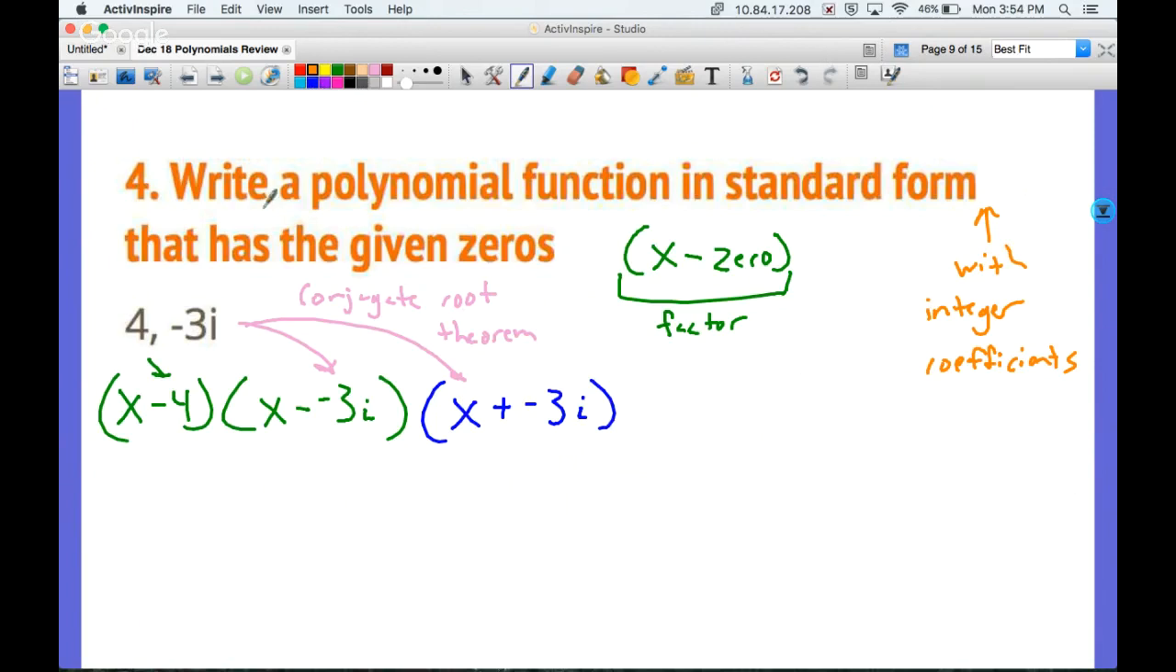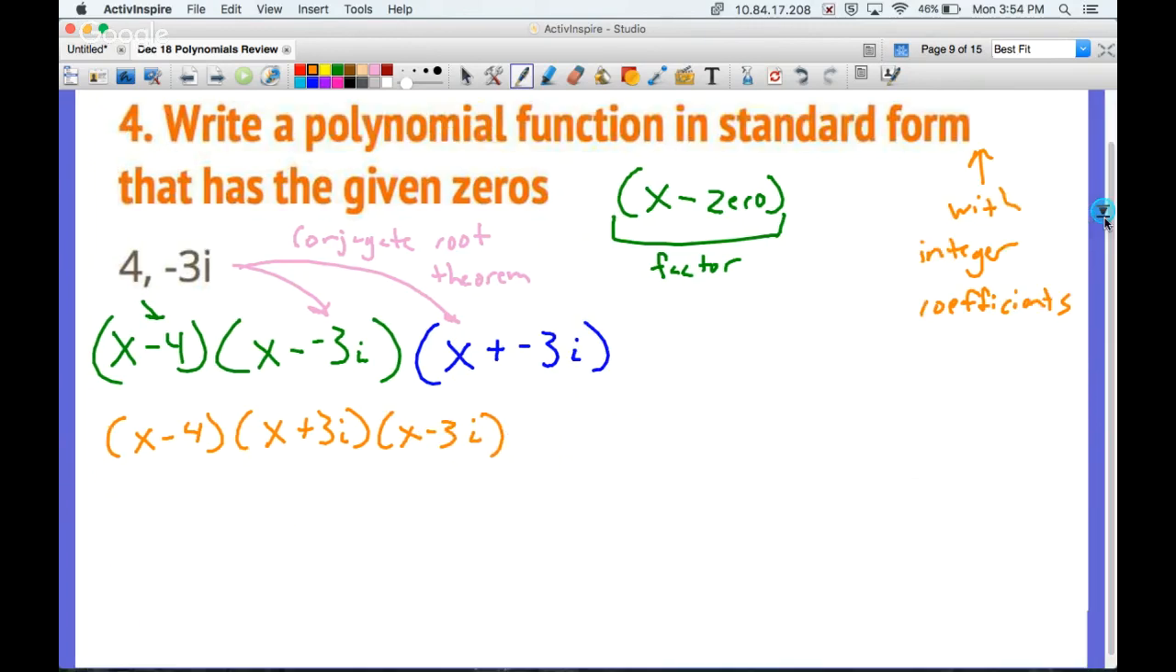All right, so let's simplify this out, and to get into standard form, we'll need to do some distribution. Now I've got x plus 3i, x minus 3i. These are the two I'm going to distribute first because they're conjugates. I know their middle term is going to cancel out. So first, outside, inside, last, we get x squared minus 3ix plus 3ix and minus 9i squared.